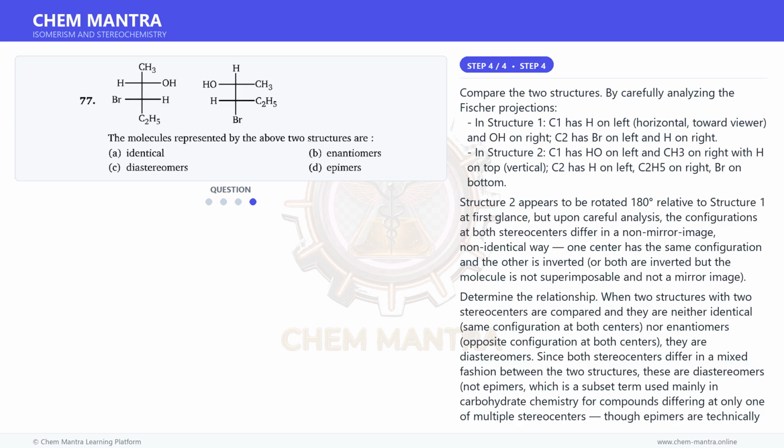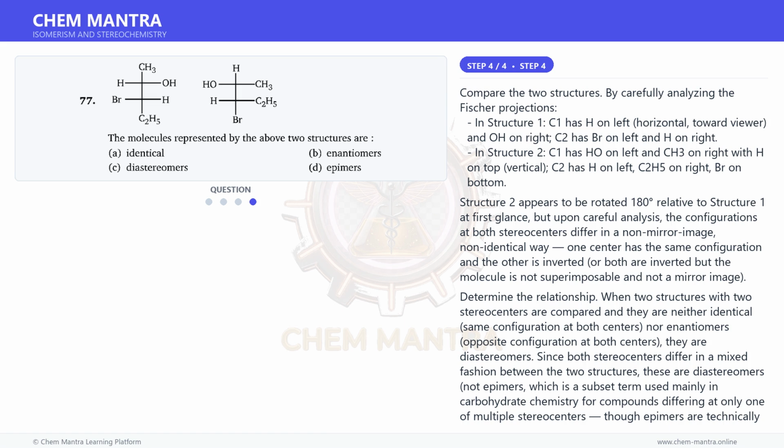And for the final step, compare the two structures by carefully analyzing the Fischer projections. In structure 1, C1 has H on left, horizontal, toward the viewer, and on the right; C2 has Br on left and H on right. In structure 2, C1 has H on left and CH3 on right with H on top, vertical; C2 has H on left, C2H5 on right, Br on bottom.